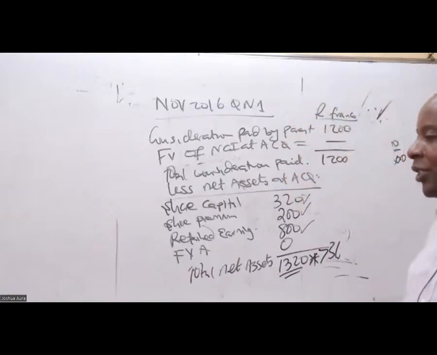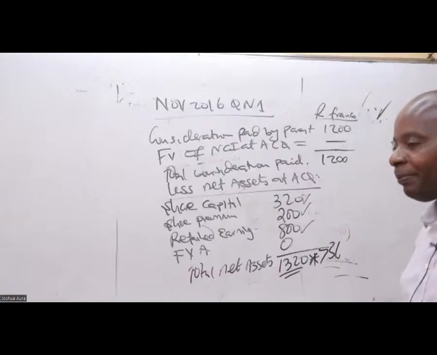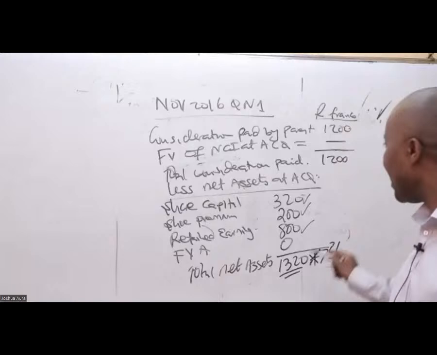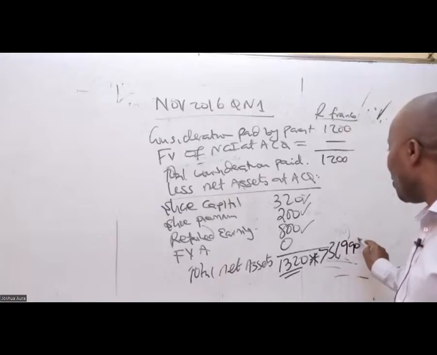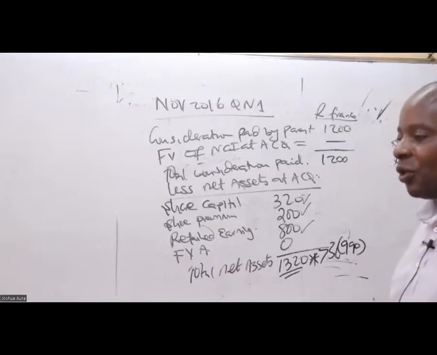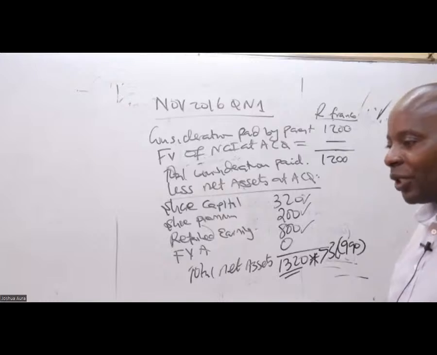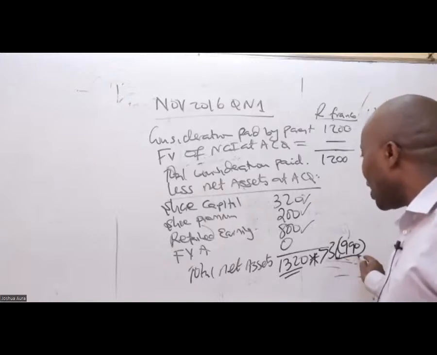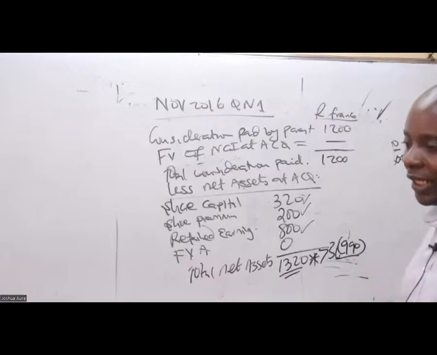75%. So 1320 times 75% gives me what figure? Gives me 990. So this 990 is what you subtract here. So then can you kindly give me the final answer, which will be the goodwill at acquisition? This will be the goodwill at acquisition. So goodwill at acquisition is 210.